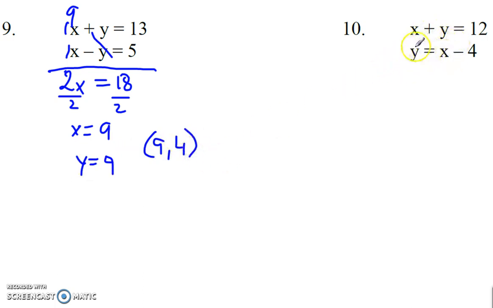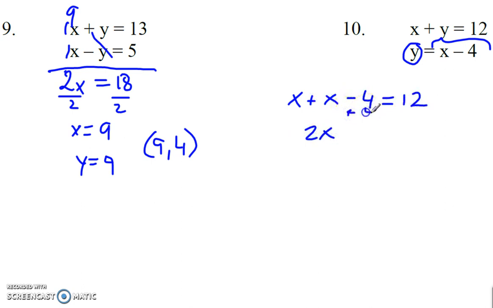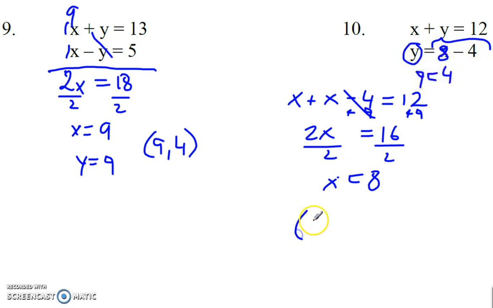Over here, this one is solved for y, so I'm going to plug this in for y. So x plus x minus 4 is equal to 12. 2x, and then we'll add the 4 to each side to get rid of that, is equal to 16. Divide by 2. X is equal to 8. Plug in 8 to either one of these. This one's easier, so we'll put 8 right there. 8 minus 4 is 4. And my answer is 8 and 4.